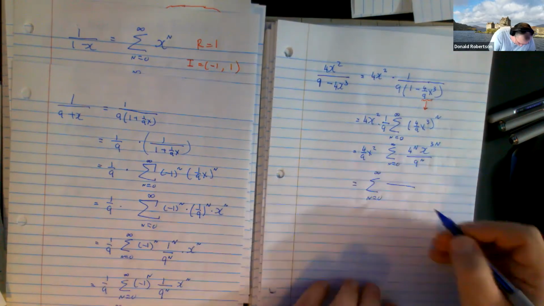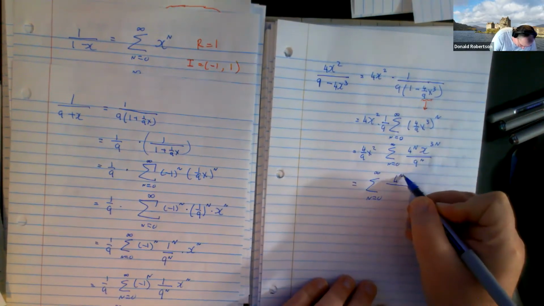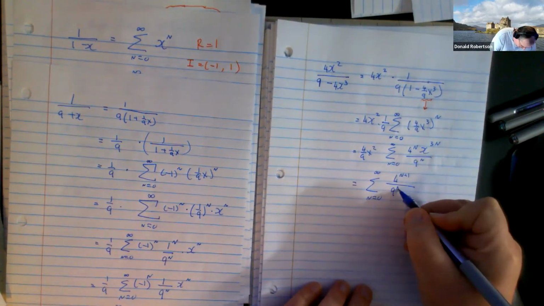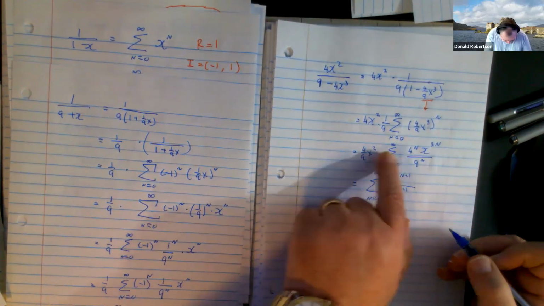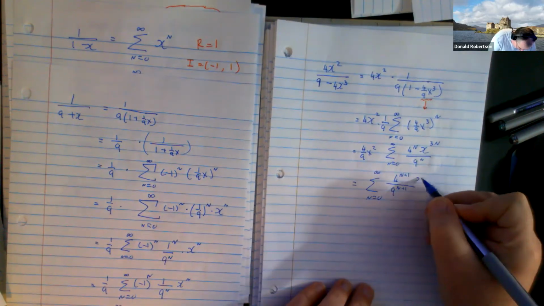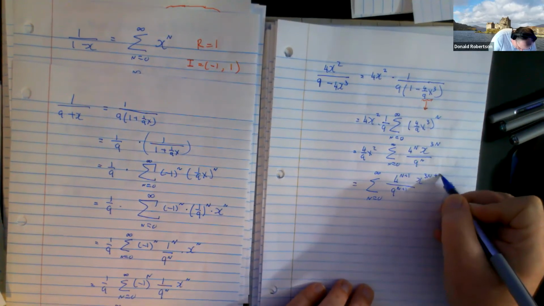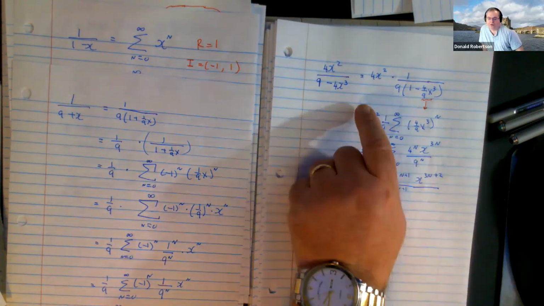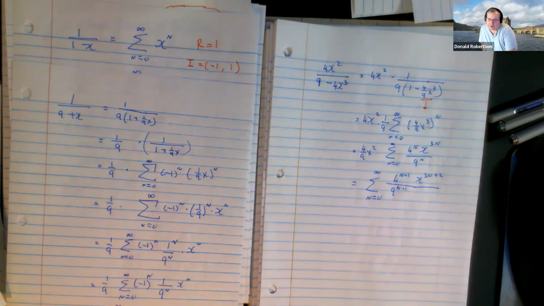That 4 joins this guy, so you get 4 to the power of n plus 1. That 9 joins that guy, you get 9 to the n plus 1. And that x squared times this guy gets you 3n, 2 more added. There is your power series for this particular fraction.